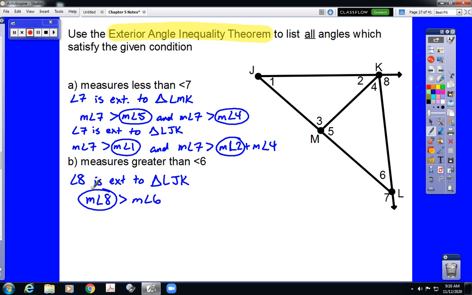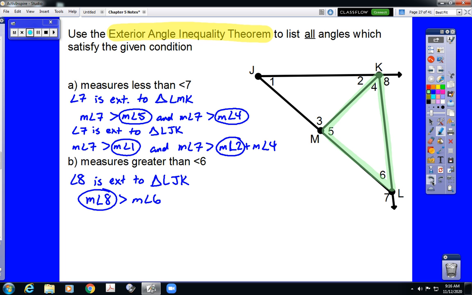Now, angle 8 is also greater than angle 1, but that's not what we're dealing with. We're looking for angles that are bigger than angle 6, so that's all we focus on. There is a second exterior angle that has angle 6 as a remote interior angle, and that is this triangle here. Angle 3 is exterior, guaranteeing that it is bigger than angles 4 and 6.